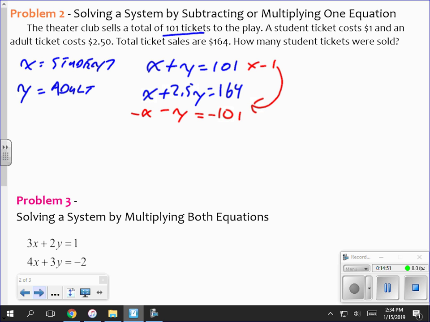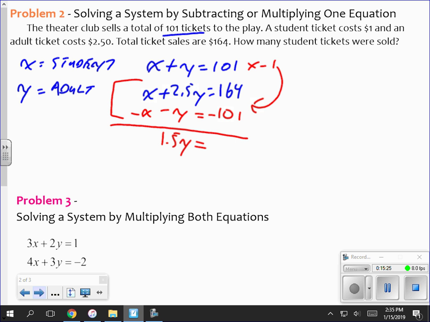Now I have a new system of equations. And what do I want to do now? I want to add them. Okay. If I add these two together, my x's go away. 1x minus 1x, no more x's. 2.5 minus 1. What's 2.5 minus 1? 1.5.